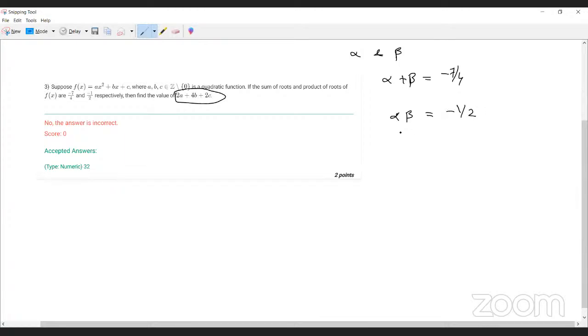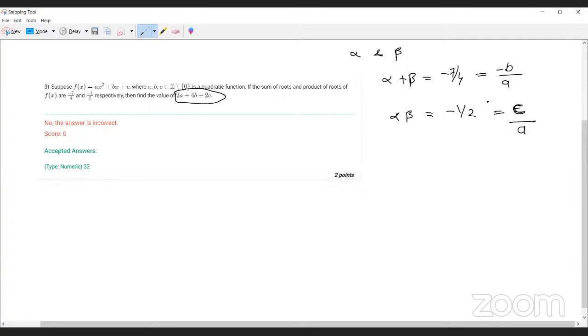Then simply you have to find alpha and beta here first. Sir, we can easily get the values of a, b, c from here. -7/4 can be written as minus b by a. And the product alpha beta is equal to c by a.